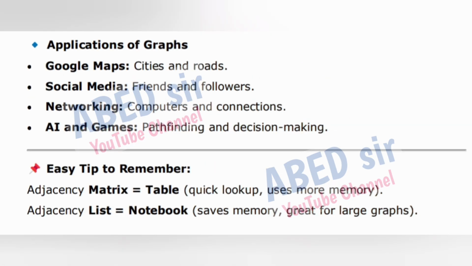Applications of graphs. Google Maps, cities and roads. Social media, friends and followers. Networking, computers and connections. AI and games, pathfinding and decision making. Easy tip to remember: adjacency matrix is like a table, quick lookup, uses more memory. Adjacency list is like a notebook, saves memory, great for large graphs.